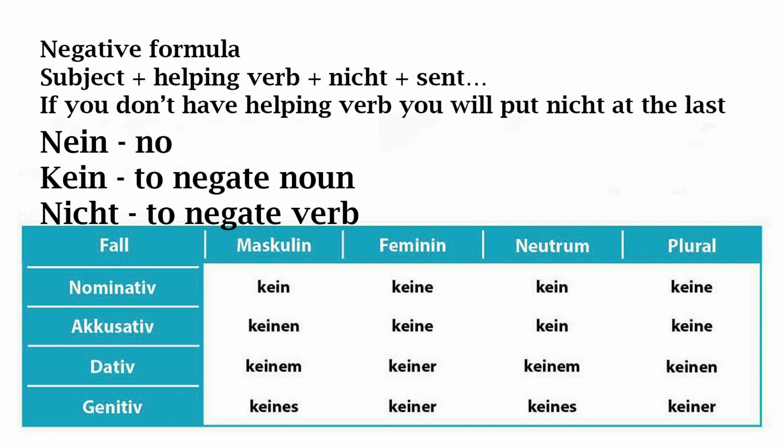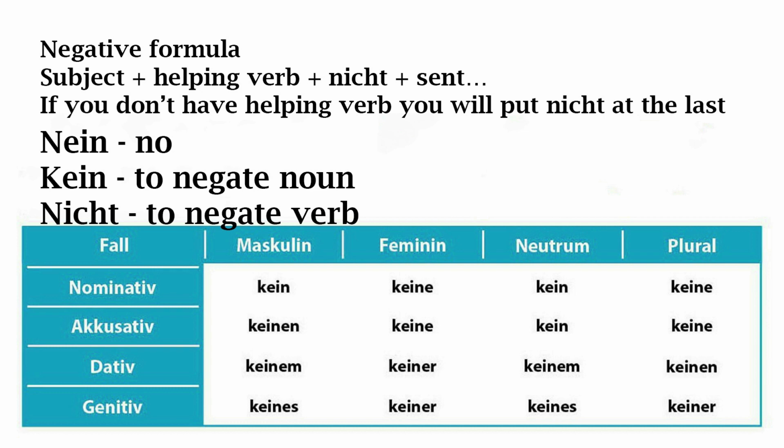So subject plus helping verb plus nicht. If you have the helping verb, you will put nicht after the helping verb. But if you don't have the helping verb, you will put nicht at the end of the sentence. Like, I am not working, so ich arbeite nicht.